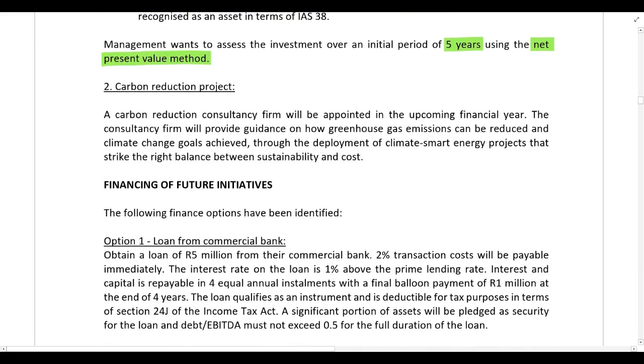Then the second future initiative is a carbon reduction project. A carbon reduction consultancy firm will be appointed in the upcoming financial year. The consultancy firm will provide guidance on how greenhouse gas emissions can be reduced and climate change goals achieved through the deployment of climate-smart energy projects that strike the right balance between sustainability and cost. All right, so this is positive from an environmental perspective because it should help reduce greenhouse gas emissions.